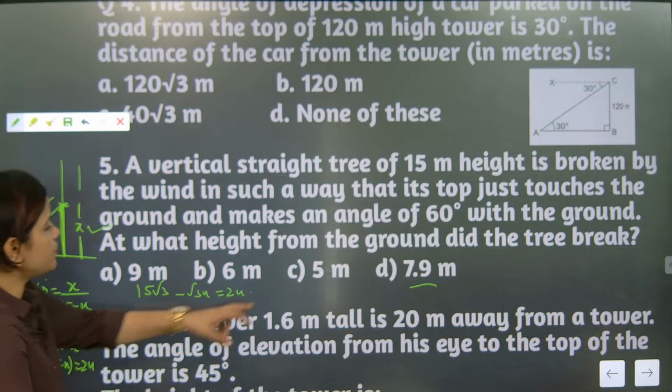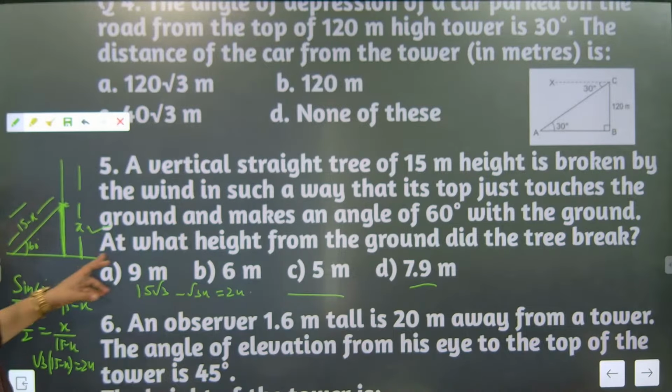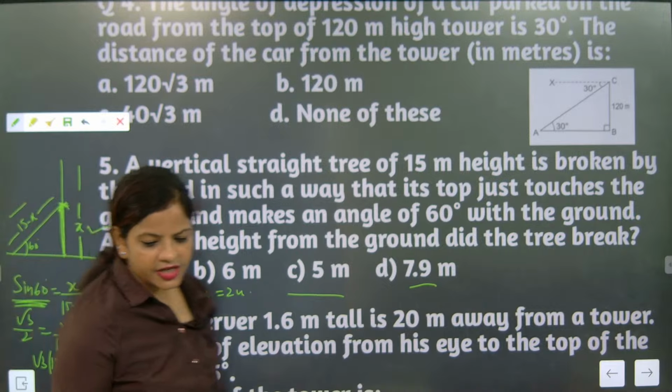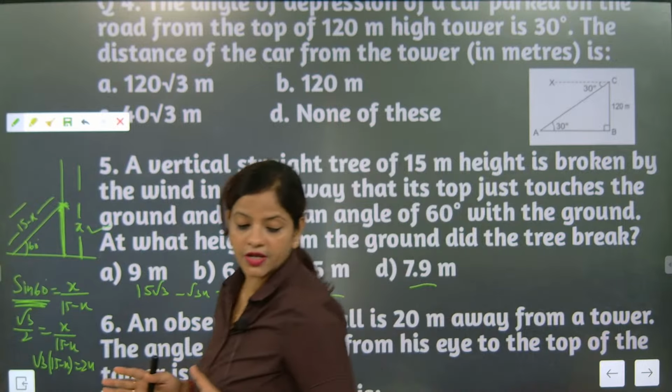Come on children, tell me. Answer is coming as 5. Check, because they're asking at what height from the ground the tree is broken. So they're asking this height. Are you understanding? At what height from the ground is the tree broken, or this height they're asking. Come on, children, say the answer.